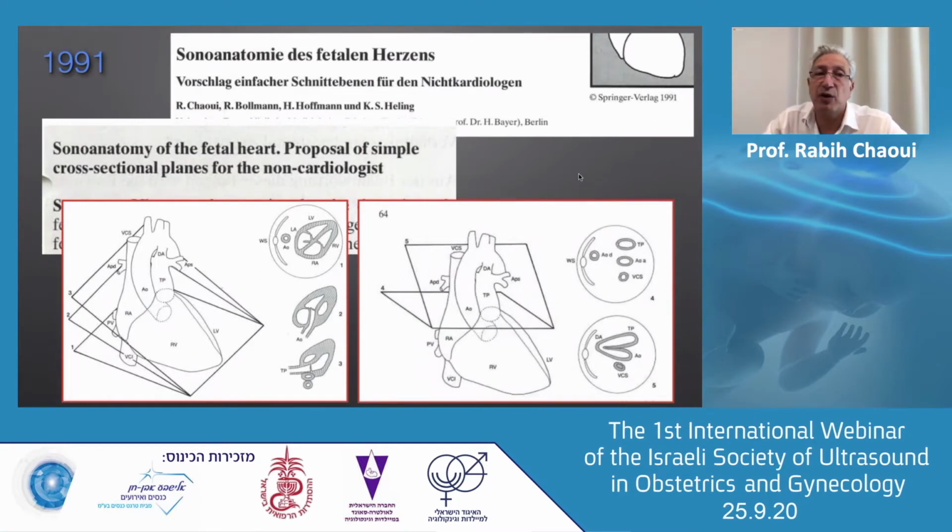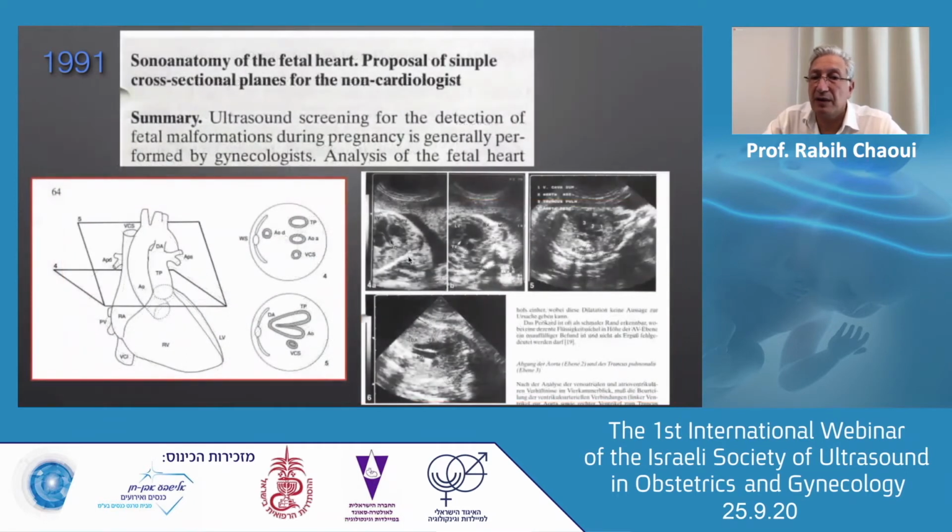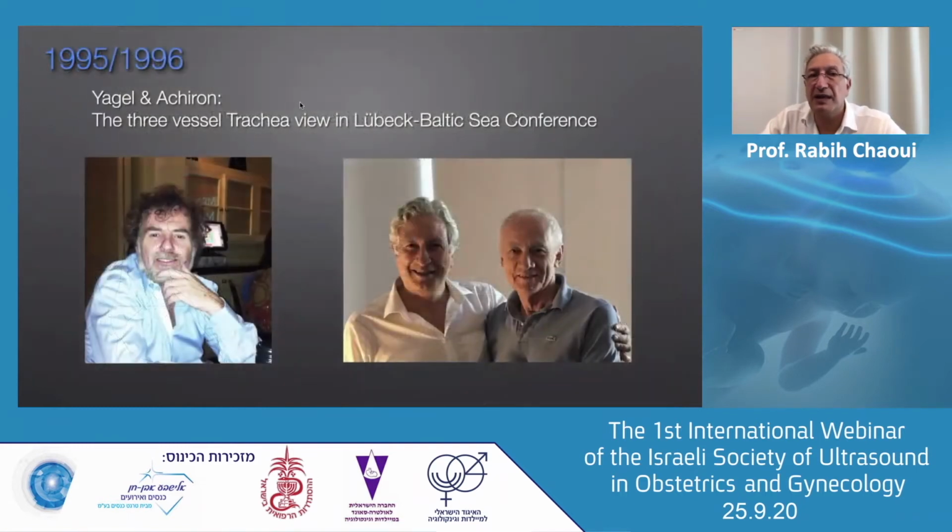And then I remember very well, 1995-96, at the Baltic Sea Conference in Lübeck in Germany, invited by Ulrich Gembruch, I met again Simcha Yagel and Reuven Achiron, and they presented something they called vessels and trachea and so on. We discussed in the break, we said it is so simple, and this was similar to my plane, but they added, ingeniously, the trachea to it. We said we should call it something very simple: let's call it the 3-vessel trachea view, 3VT.